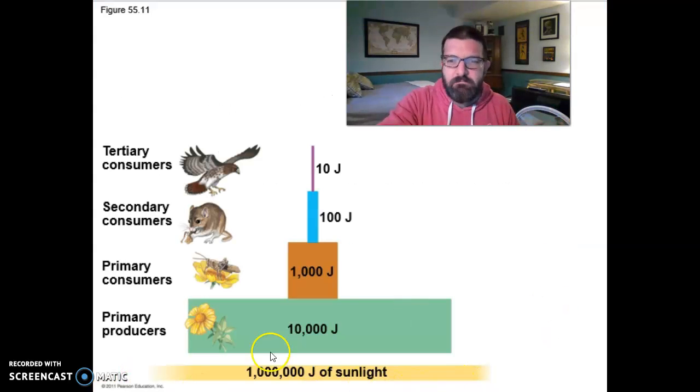So out of, let's say, 1,000,000 joules of sunlight, about 10,000 is captured by primary producers. And from then on up, we take about 10% of it each step to the next stage, right? So 1,000 joules for primary consumers, your herbivores, then about 100 joules for your carnivores, your secondary consumers, and then about 10 joules for your tertiary consumers. And if you have quaternary consumers, right, then you're at 1 joule per 10,000 joules captured by primary producers, right?